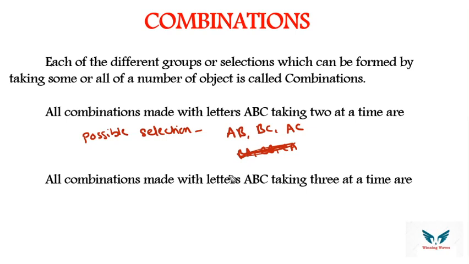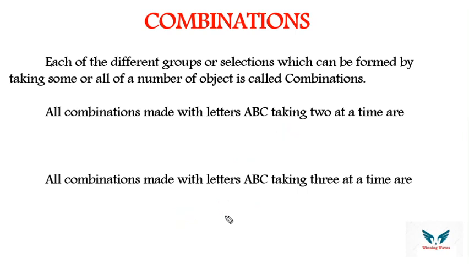Similarly, for combinations made with the letters ABC taking 3 at a time, we have only ABC. You cannot go for the other arrangements, because ABC or BCA both are the same. So don't go for the patterns which are being repeated. Apart from that, you can choose or select different numbers of people which are present in the group.